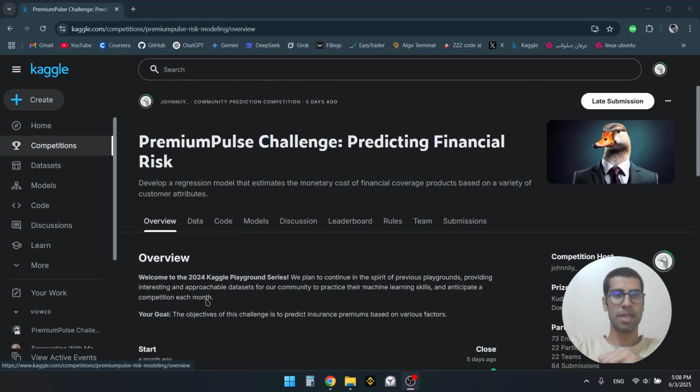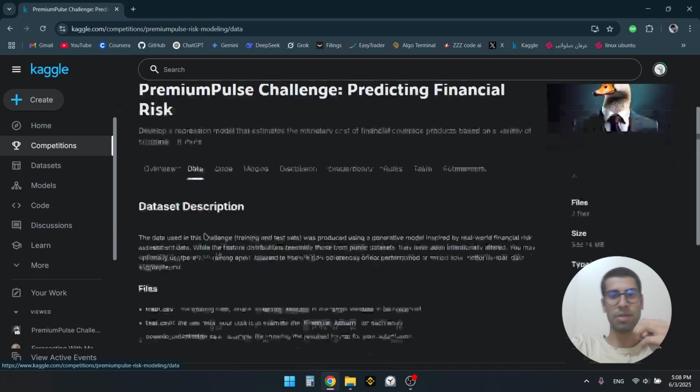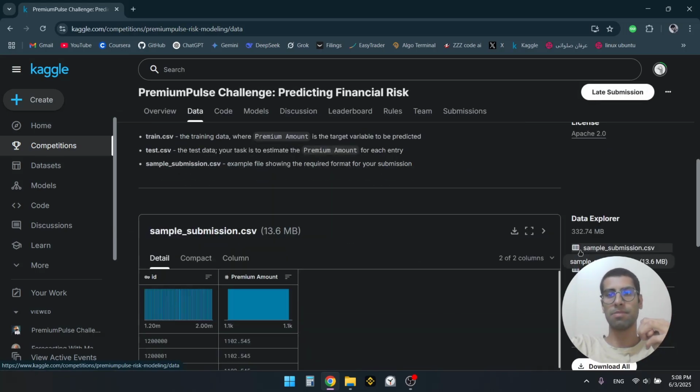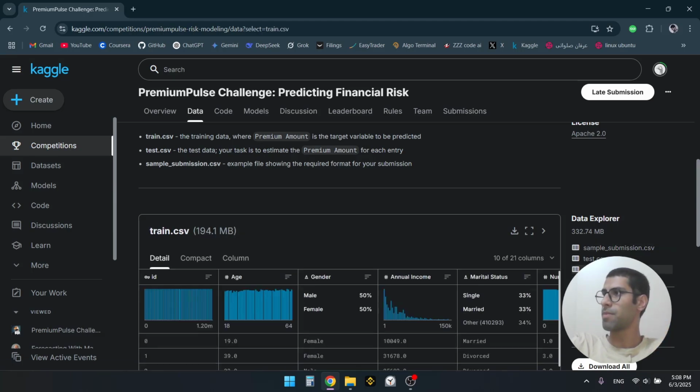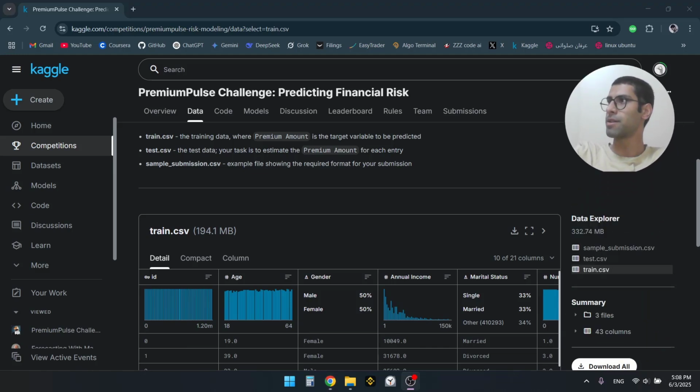And the dataset consists of three parts, three CSV files. One is a sample submission, and then train and test. Let's check the train here. Yes, if I move my picture up a bit, you can see it better.